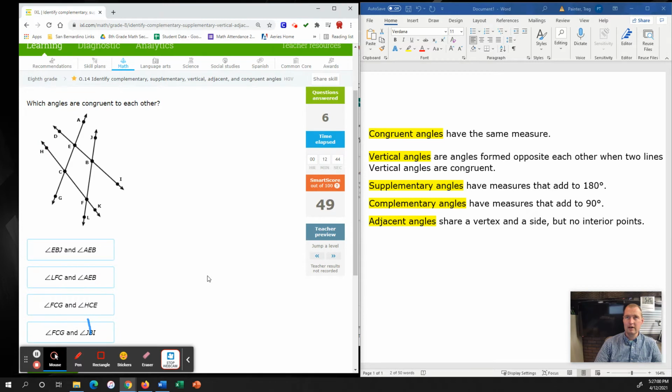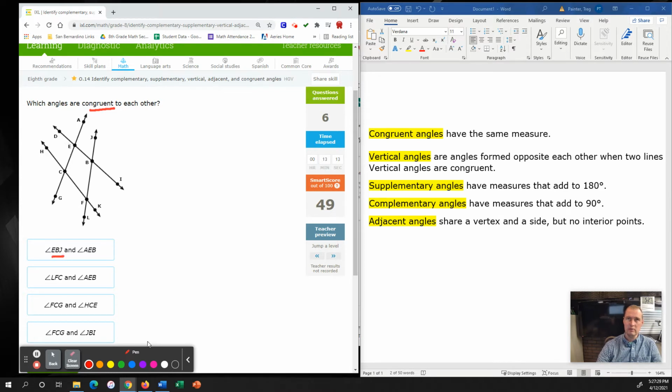All right, now it got a little more complicated. They gave us a whole bunch of lines. Believe it or not, in that whole diagram right there, there's only 4 lines. That's it. It's 4 lines. But 4 lines can cross in a lot of different ways. All right, so we are looking for the word congruent. Which angles are congruent to each other? So we're going to look for matching angles. And here with our selections right here, what about EBJ?